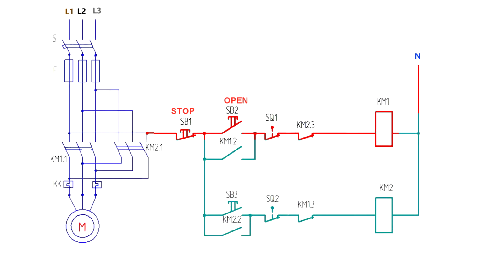On the other hand, N neutral comes to the KM1 coil. Also in the circuit we see the closed contact of the limit switch SQ1, and the normally closed contact of the magnetic starter KM2, which is responsible for closing the valve. What they are for, I will tell a little later.